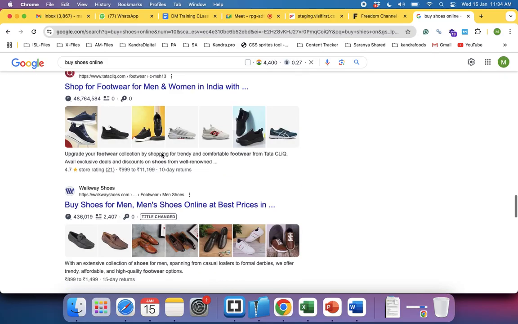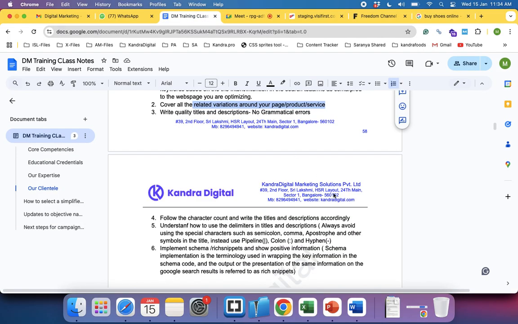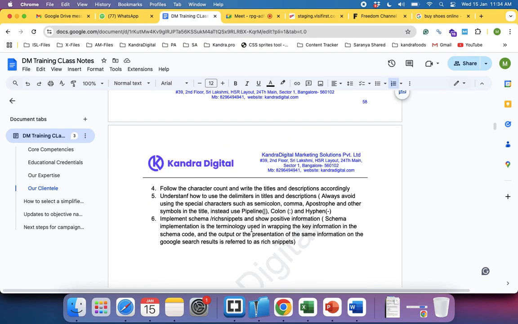Now to separate the words, they are using these delimiters. Use delimiters like pipeline, colon, hyphen, but not commas or semicolons. Commas or semicolons will take more space. Avoid using special characters such as semicolon, comma, apostrophe, and other symbols in the title. Instead, use pipeline, colon, hyphen. Right? So we will discuss this in detail, how to write the titles and descriptions. We'll have probably one complete class dedicated to just writing the titles and descriptions, when we start on page SEO.